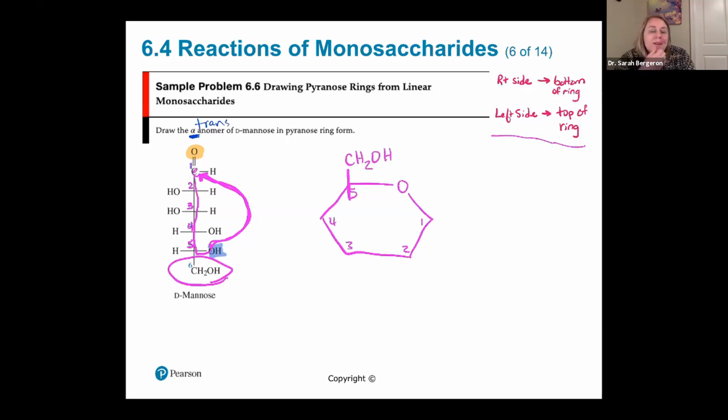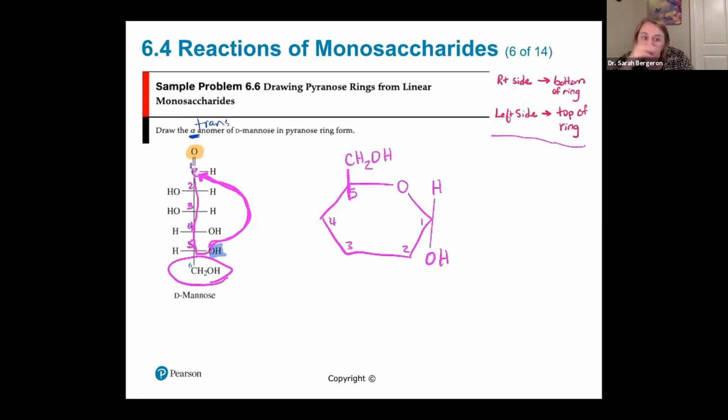All right, now we're going to draw the alpha or trans anomer. So we go find carbon 1. It's carbon 1. So we want to do a trans. Trans, we're going to be on opposite sides. So I don't want to put it up at the top because carbon 6 is at the top. I want to put it down at the bottom. So that's my OH. And then I also have a hydrogen attached.